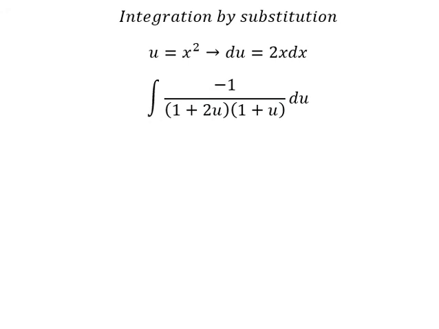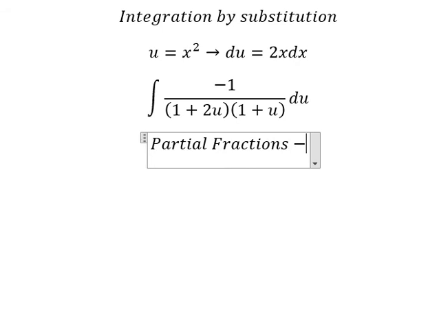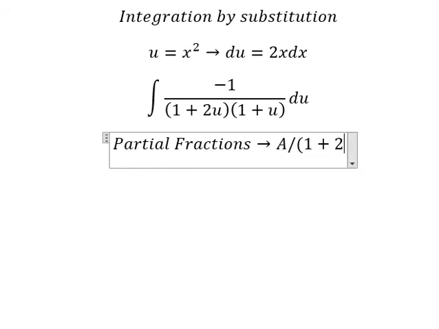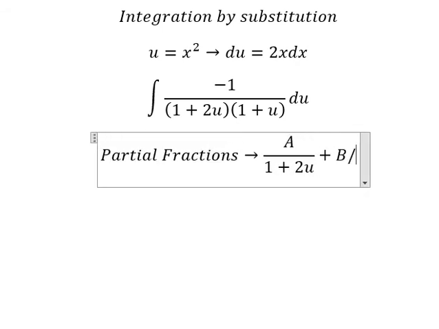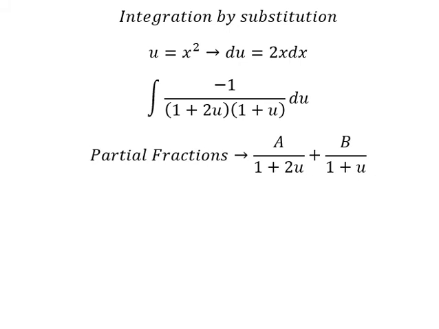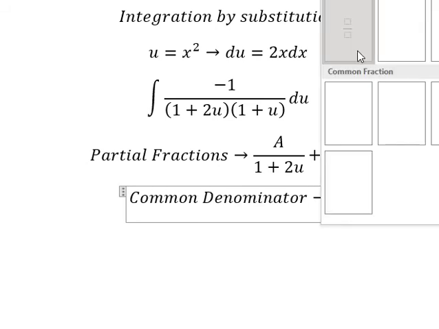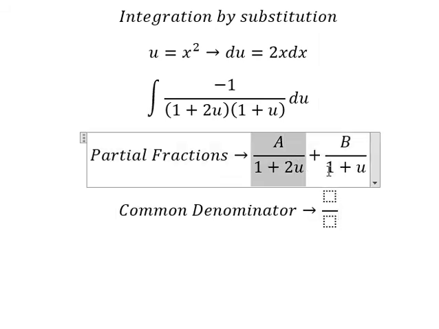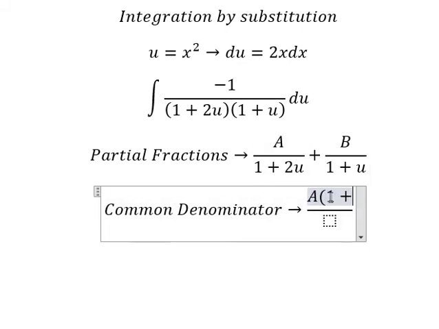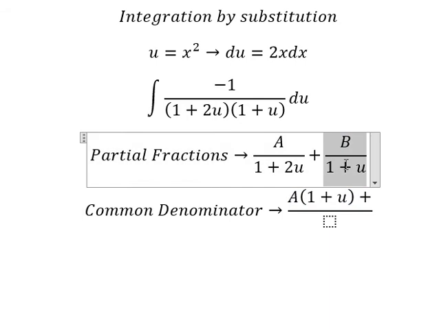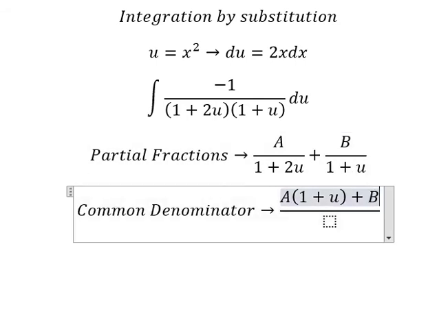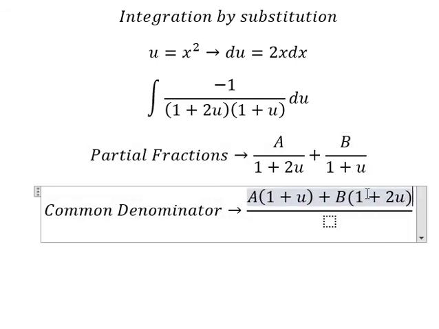And now we need to use partial fractions. So I will put A over 1 plus 2u, B over 1 plus u. And now we do common denominator. So about this one, it is missing 1 plus u, so capital A multiplied by 1 plus u. About this one, it is missing 1 plus 2u.